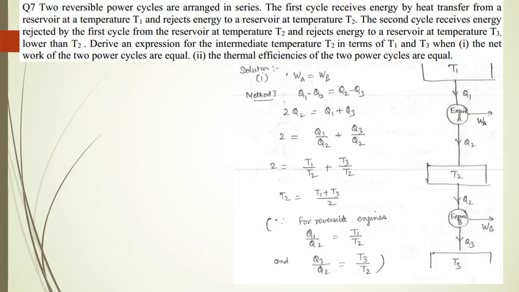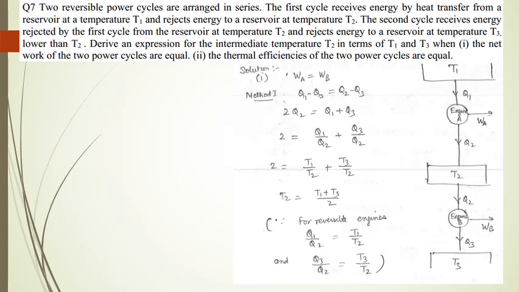Two reversible power cycles are arranged in series. The first cycle receives energy by heat transfer from a reservoir at temperature T1 and rejects energy to a reservoir at temperature T2. The second cycle receives energy rejected by the first cycle from the reservoir at temperature T2 and rejects energy to a reservoir at temperature T3, lower than T2. Derive an expression for the intermediate temperature T2 in terms of T1 and T3 when, first, the work of the two power cycles are equal, second, the thermal efficiencies of the two power cycles are equal.